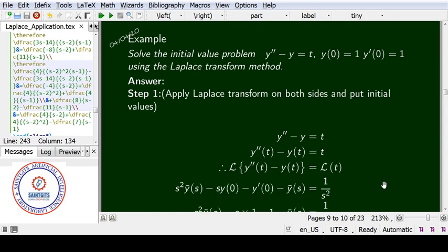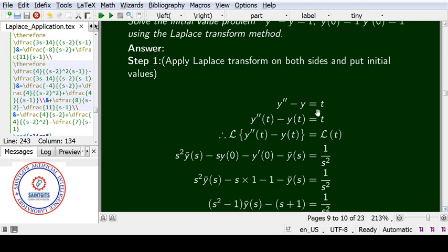As an example, I consider the initial value problem y double dash minus y is equal to t with initial conditions y of 0 is equal to 1 and y dash of 0 is equal to 1. Now we are going to apply the Laplace transform method. As the first step, we apply Laplace transform on both sides of this ODE. I rewrite y double dash minus y equal to t. In order to show that this is a function of t, I put the argument: y double dash of t minus y of t is equal to t. It is not necessary, but for completeness I put it like this.